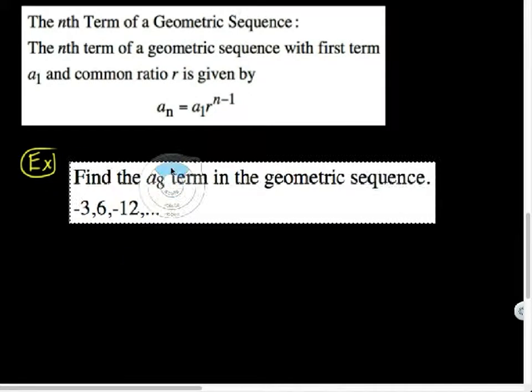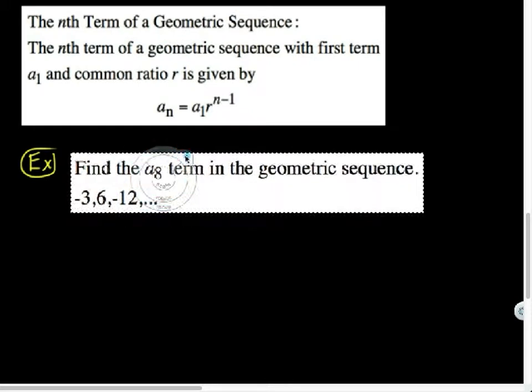Brita. So here we are. Ooh, I like this one. Find the a sub 8 term, or the 8th term. I guess I could have just said find a sub 8 in the geometric sequence. That's fine, though. If I've got -3, then 6, then -12, then ... forever.